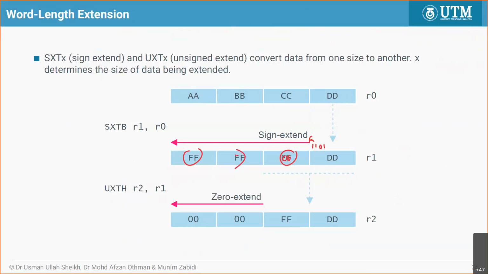Next, we can also do 0 extend. So for 0 extend, it doesn't care what the MSB is, even though it's FF. It's all zeros, all the way to the left. So for these instructions, the code here is S for sign, U for unsigned, B for byte, and H for half word.